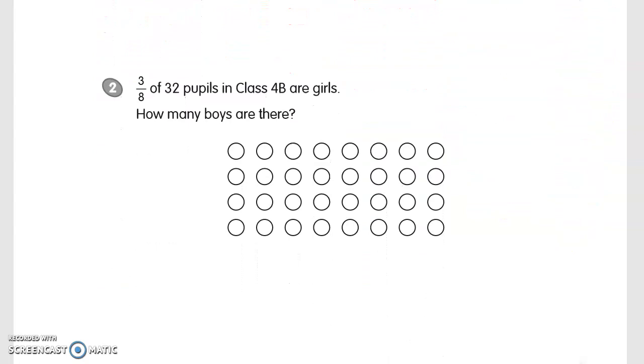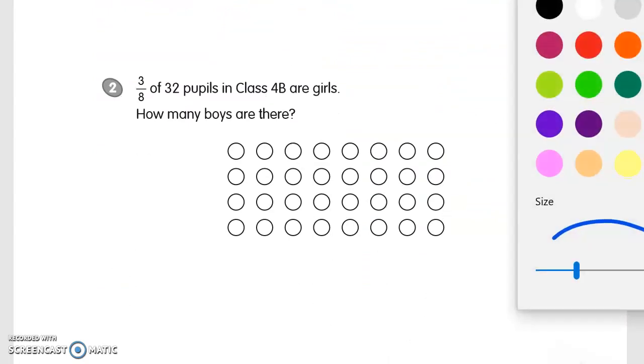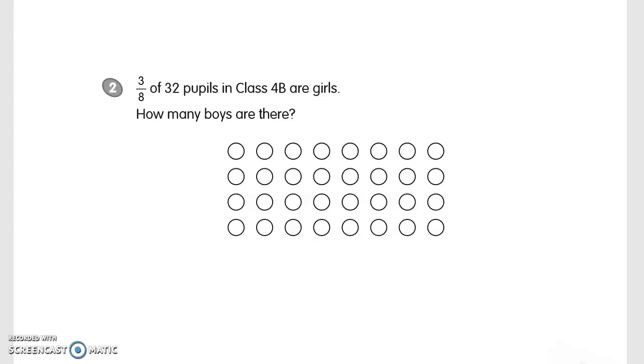3 out of 8 of 32 pupils in class 4B are girls. How many boys are there? Once again, let's focus our attention on the fraction 3 out of 8. That means there are 8 sets or 8 groups. Let's see how we can group this into 8. So 32 divided by 8, we need to have equal groups, which will give us 4. So each group or each set will have 4 of them.